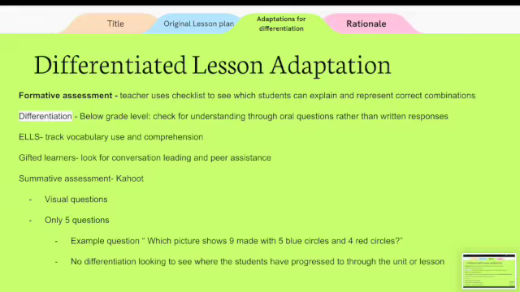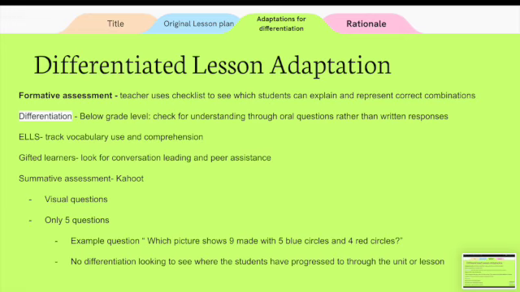For our differentiation, our below grade level students are checking for understanding through oral questions rather than written responses. Our English language learners, we're going to check and track for vocabulary use and comprehension. And then for our gifted, talented learners, we're going to be looking for conversation leading and peer assistance.